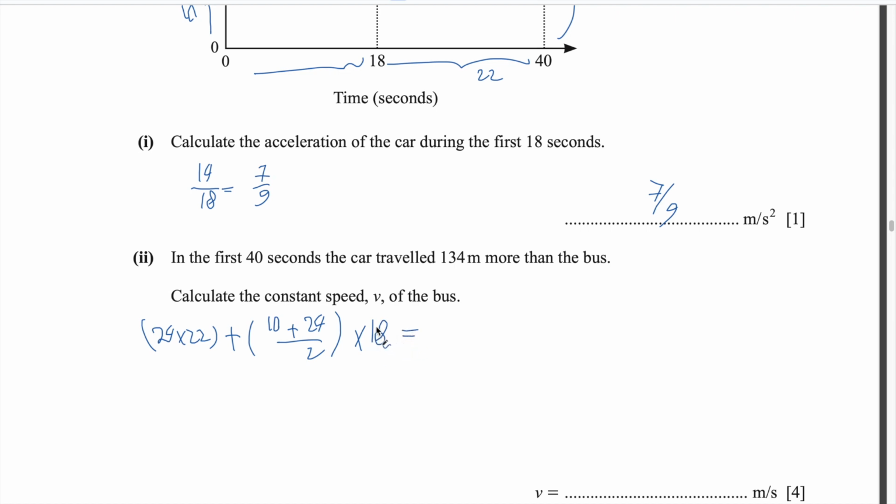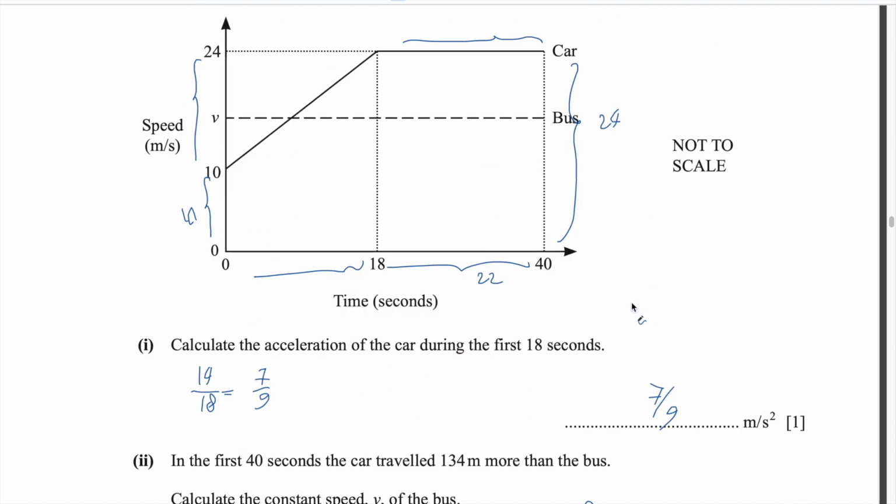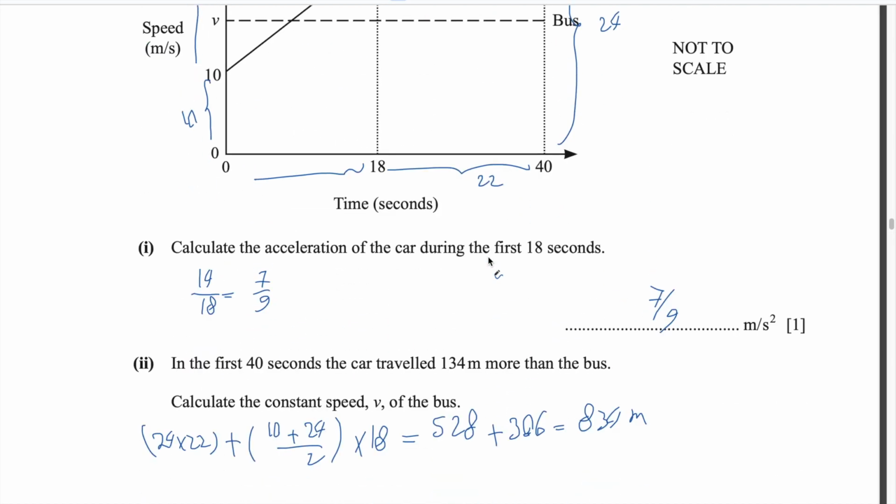So the total distance traveled, let me calculate. Here 24 times 22, which is 528, plus 10 plus 24 will be 34, divided by 2, 17. 17 times 18, which is 306. So plus 528 will be giving you 834 meters is the total distance traveled by the car.